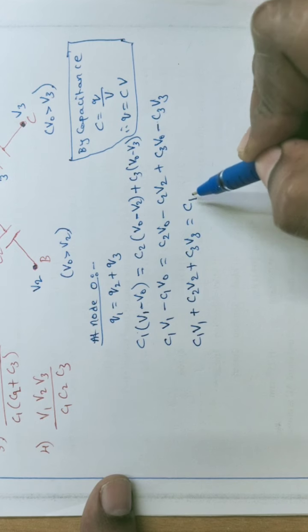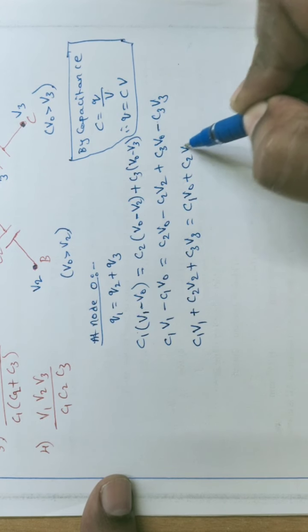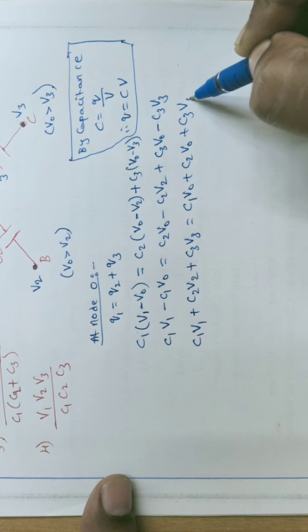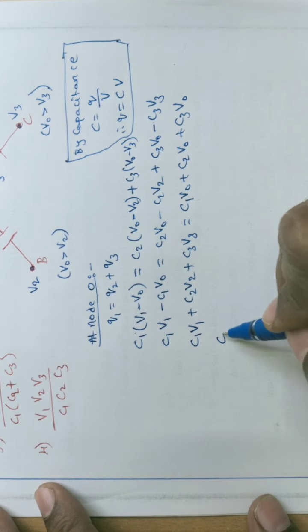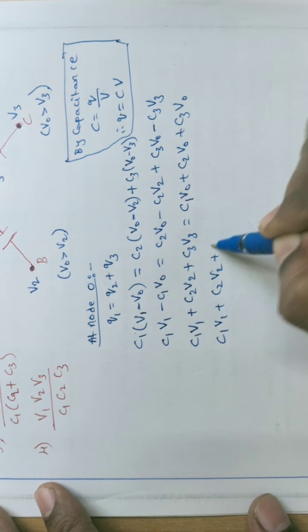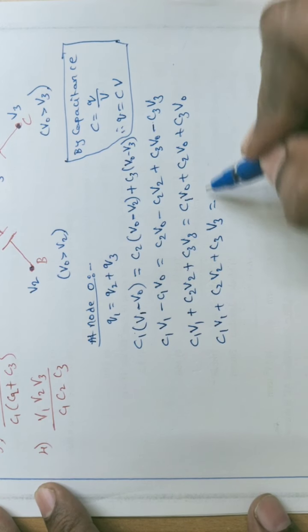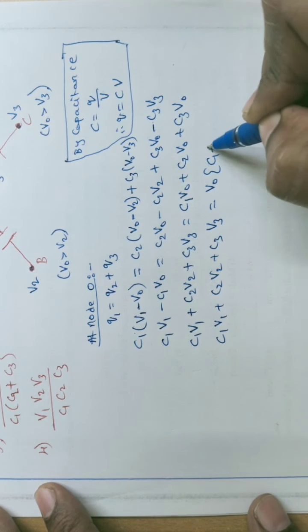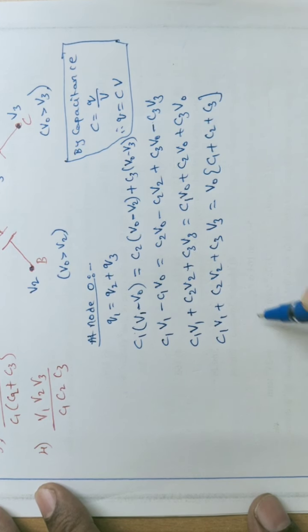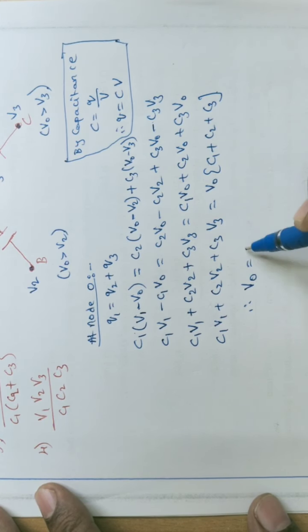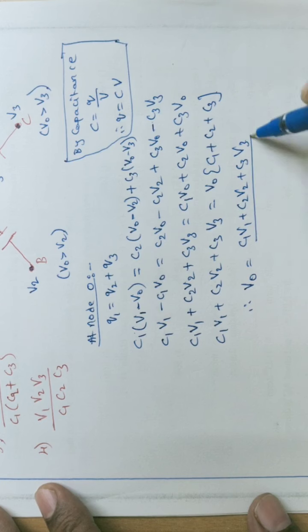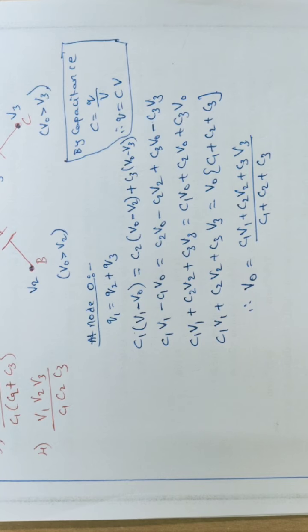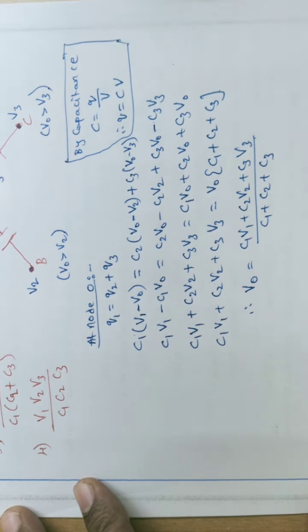Now this one is written as C1 V0. Here already plus C2 V0 is present. Here C3 V0 is also present like that. So now the next step we will represent as C1 V1 plus C2 V2 plus C3 V3 is equal to, here V0 is common, so C1 plus C2 plus C3. Therefore, V0 is equal to C1 V1 plus C2 V2 plus C3 V3 divided by C1 plus C2 plus C3. So this is the potential at O. So from the options, which one is the right answer?